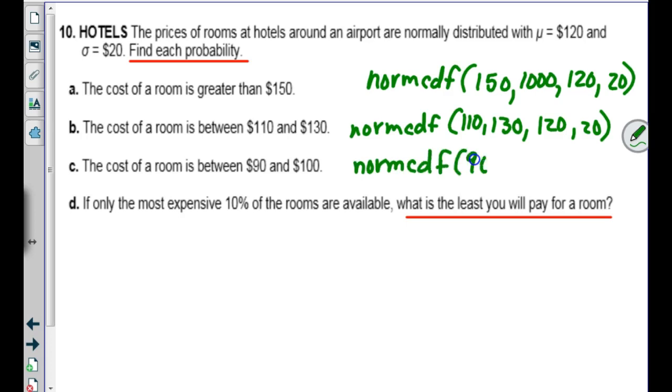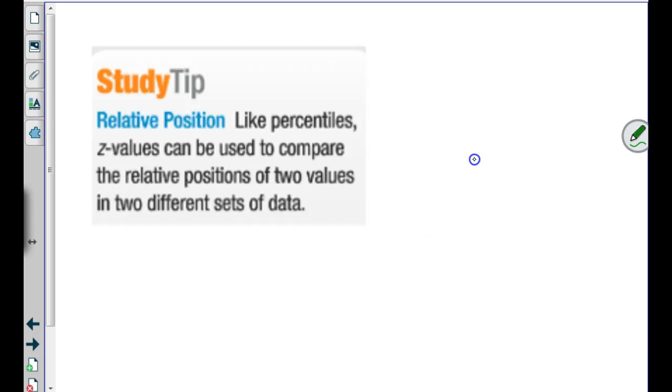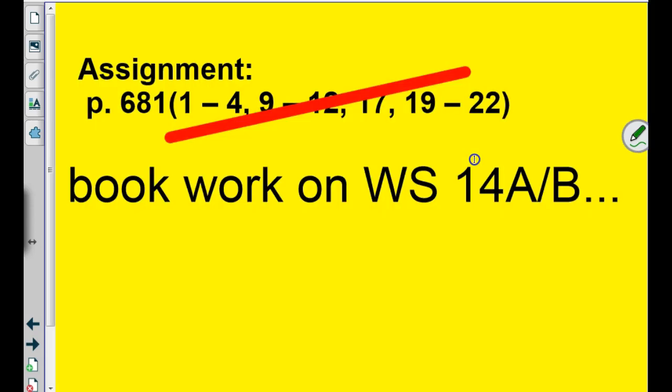Okay, so your assignment, guys, is to do worksheet 14. And tomorrow, I promise we'll look at some of the questions on those yellow SAT things, okay? Worksheet 14A and B.